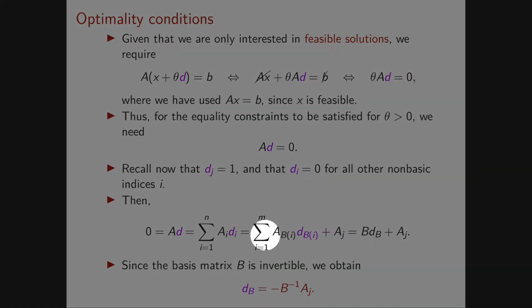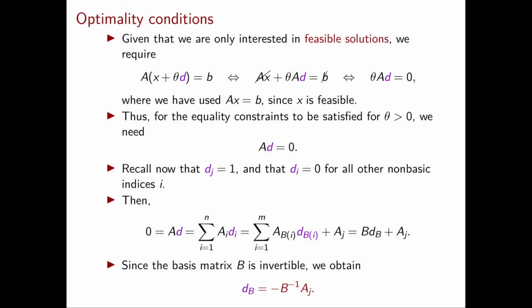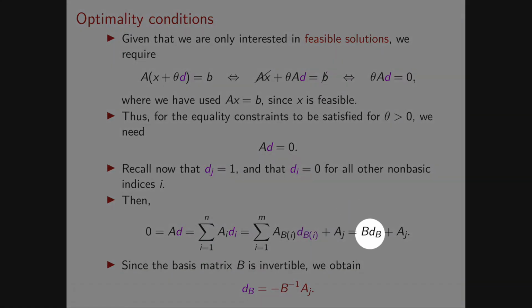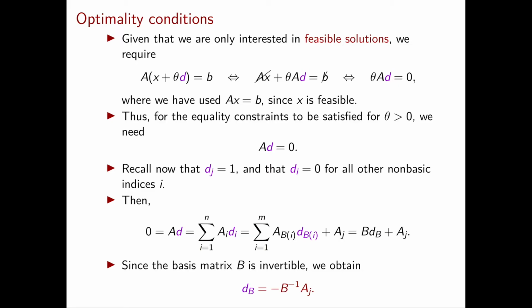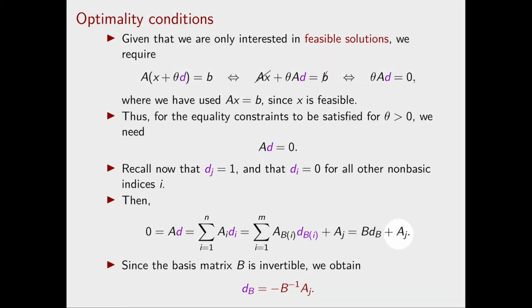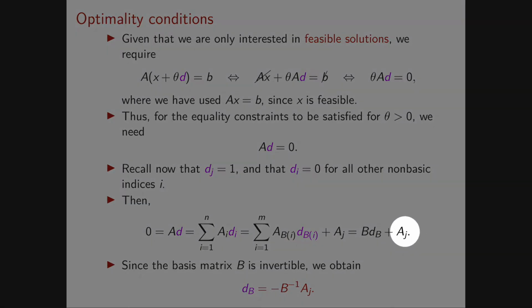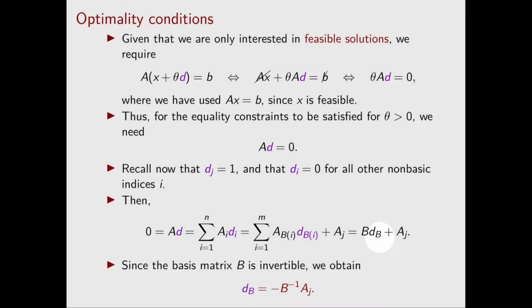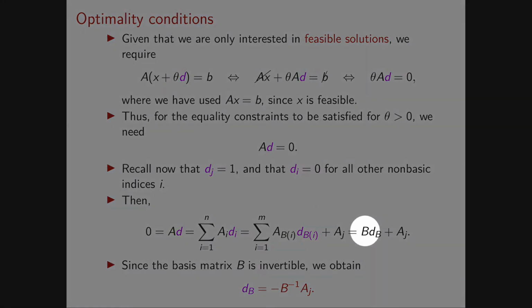Now the sum of the basic components can be written in the compact form capital B d_B. So at the end of the day, we obtain that 0 is equal to B d_B plus A_j. At this point, we know A_j, we know capital B, and we want to figure out d_B. And we can use this system of equations to figure it out since capital B is invertible.